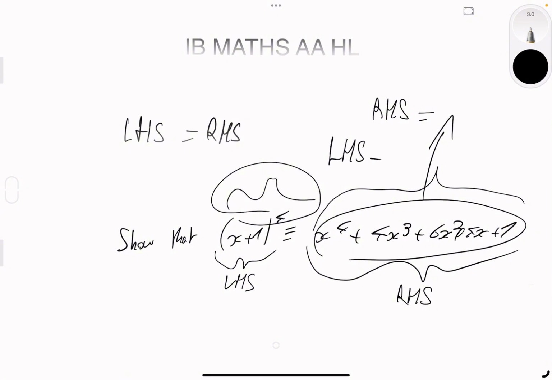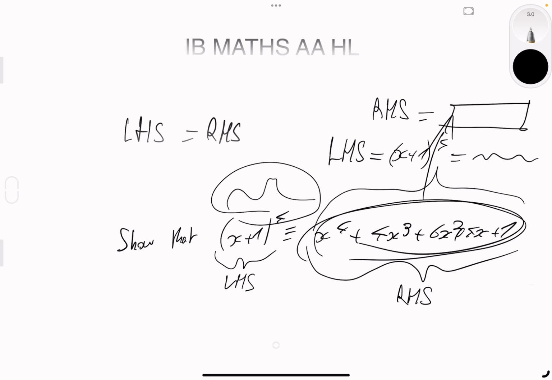LHS equals x plus 1, 4, which is equal to, and then you develop until you reach what looks like what you wrote here, RHS. And then you can state that LHS, if you did it right, equals RHS.